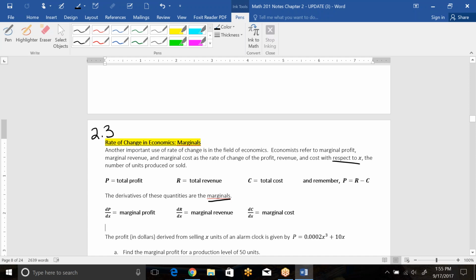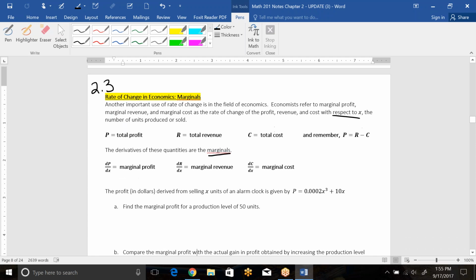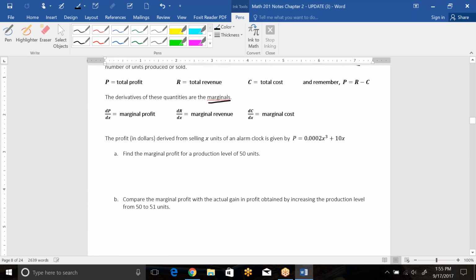So here is a problem where they've already given us the profit formula, so we don't have to find it ourselves. It says the profit in dollars derived from selling X units of an alarm clock is given by P equals 0.0002 x to the third plus 10x. Find the marginal profit for the production level of 50 units. So because of the word marginal profit, we know we need to take the derivative of P. So dP with respect to X is, and that would be of our P function.